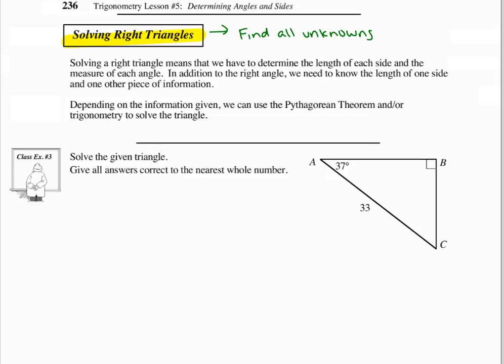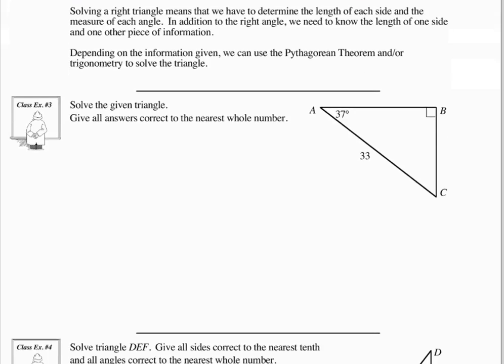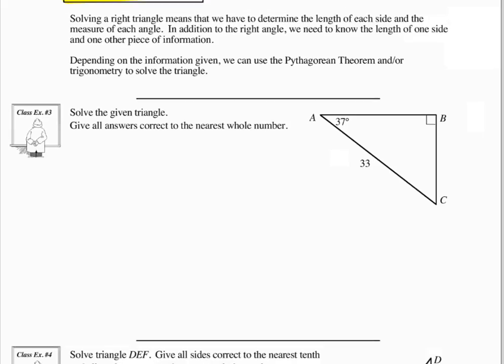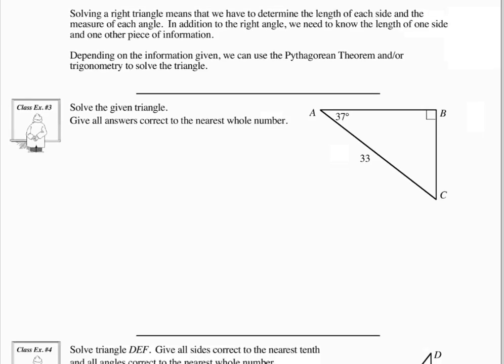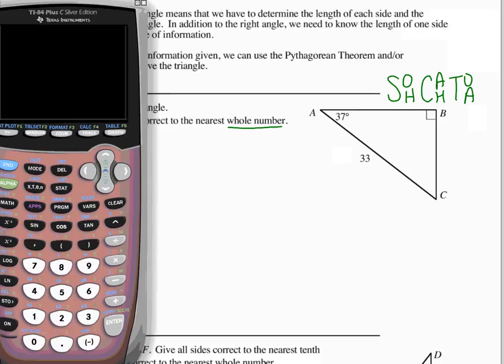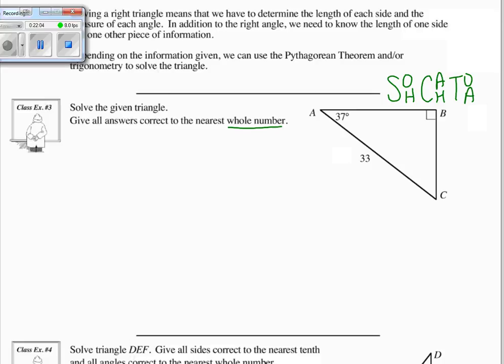Where you start is up to you. So let's look at this one. Where do you want to start? What do you want to start by finding? Angle C? Do you want to try this on your own? You can do it. Answer to the nearest whole number for everything. I'll write down SOHCAHTOA. Solve this triangle. Done? Not yet.